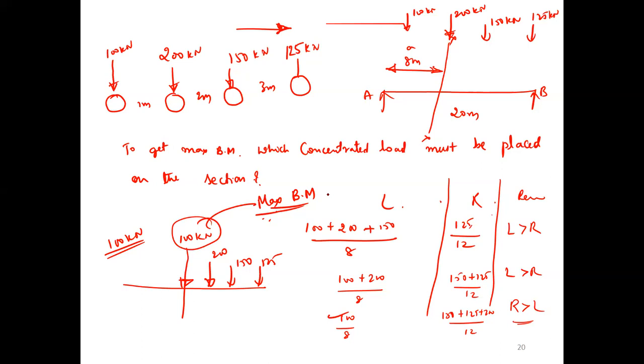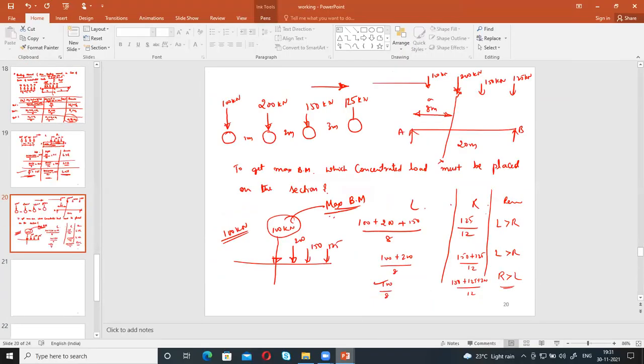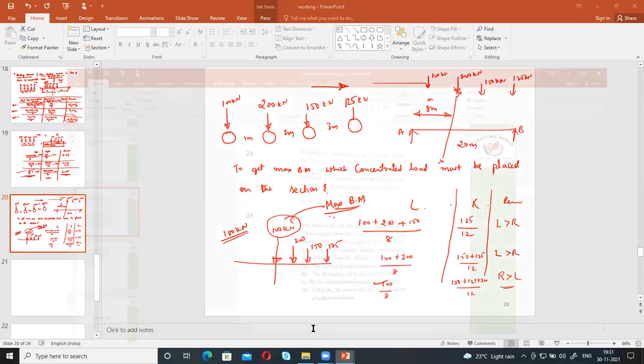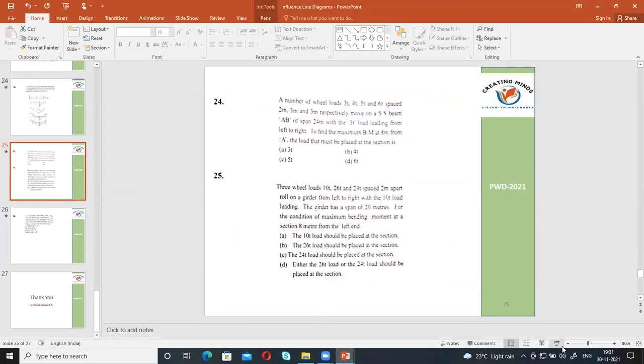Clear? Any doubts in this concept? This is very, very important. Let me move on to the remaining MCQ. Generally they will ask this question. Let me see if you are able to solve these questions or not.